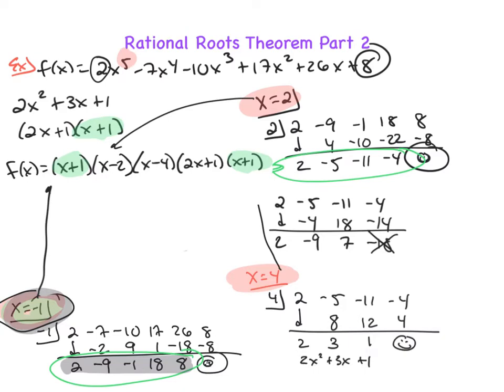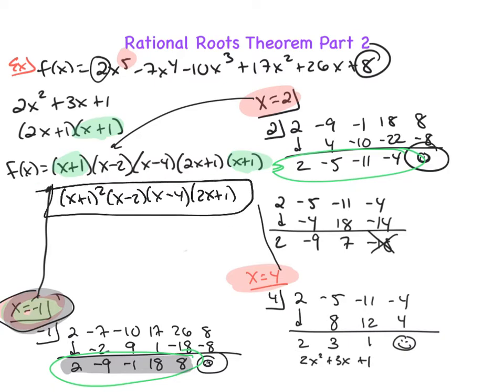So this is our factored version, or you could write x plus 1 squared, x minus 2, x minus 4, and 2x plus 1 is the factored version of f of x. And the zeros are -1, +2, +4. And if we set 2x plus 1 equal to 0, that gives us -1 divided by 2. And I know I've erased it, but if you look back at your list of possible rational zeros, all of those numbers, -1, 2, 4, and -1/2, are all listed in our possible rational zeros.